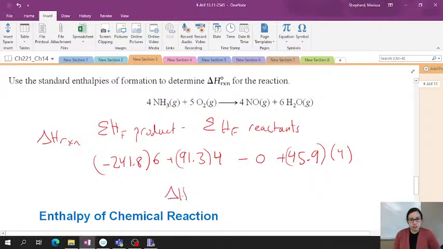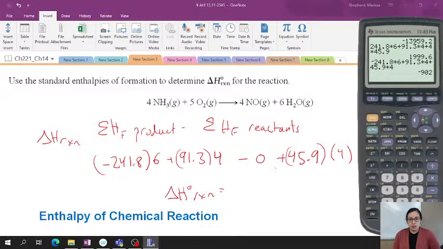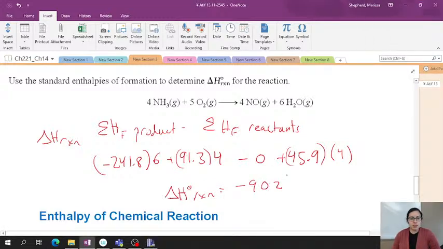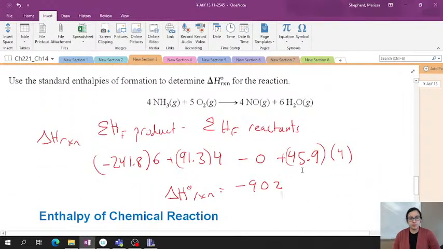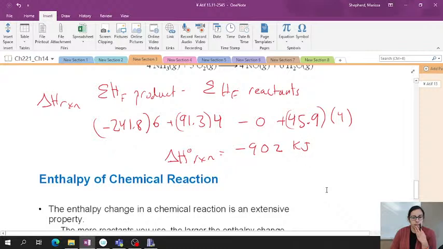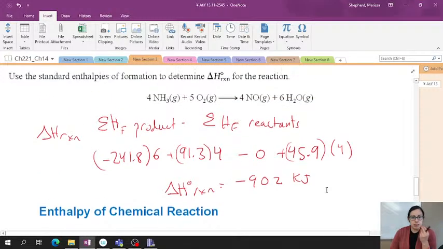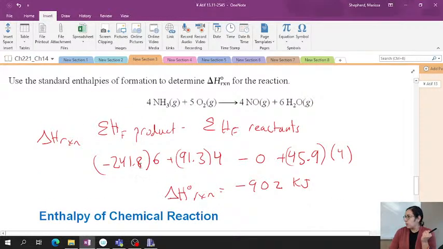And so our delta heat for our reaction is negative 902, and that should be kilojoules. Yes, kilojoules. So are we all okay with this?